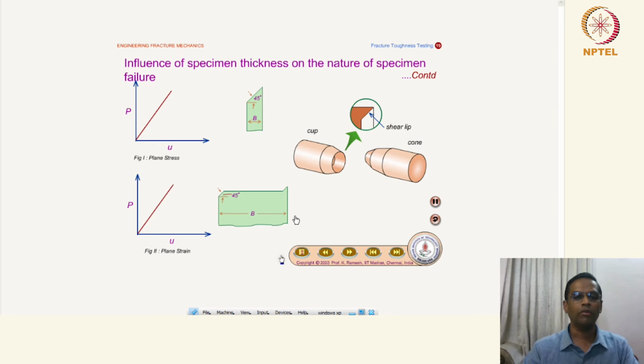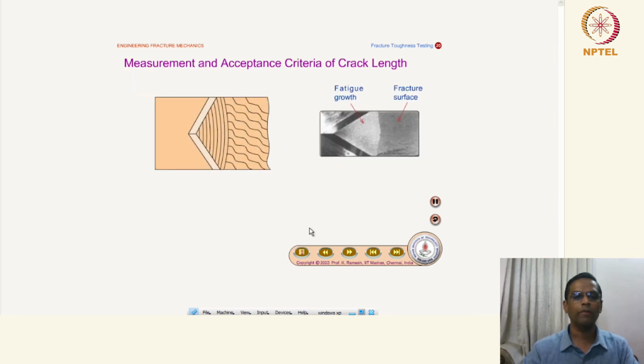So now what we will do is we will look at a very important aspect: measurement and acceptance criteria for crack length. The pre-crack we have generated, how do we make sure that it is really valid? What you are seeing in this sketch is the crack growth region, which is done by fatigue pre-cracking, and then this is the fracture surface.